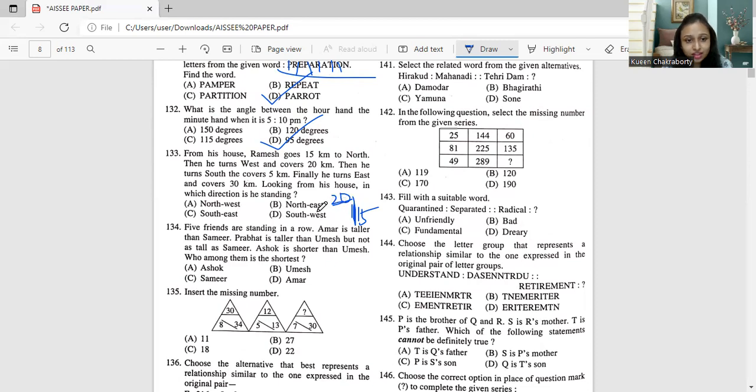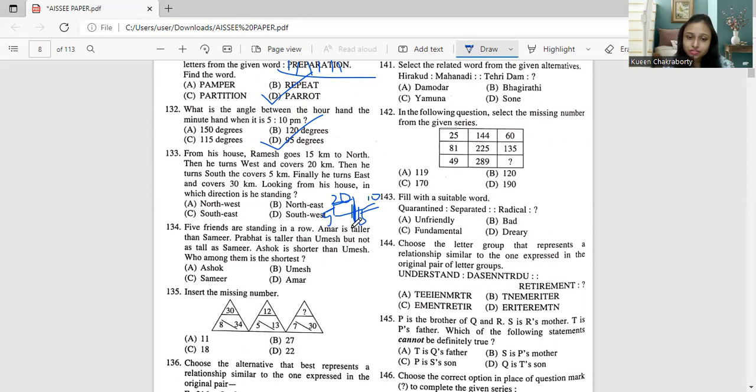Then he turns south and covers 5 kilometers. Okay, he's turning south and covering 5 kilometers. This is 5. Then he turns east and covers 30 kilometers. Okay, he's turning east, which is this side. This was 20 and this is 10 more. Okay, this is 30 kilometers. Looking from his house, in which direction is he standing?